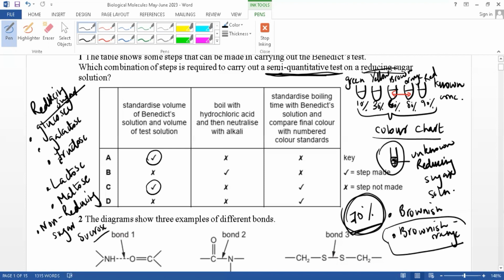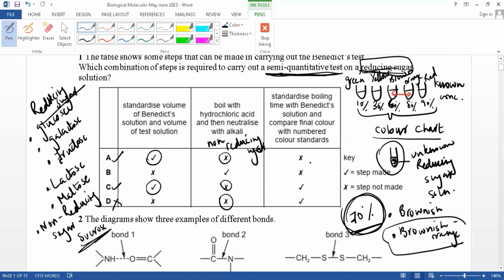Why should we do this? That's for the non-reducing sugar. This is the condition for non-reducing sugar, and we are doing the test for reducing sugar. Why should we boil with hydrochloric acid and neutralize with alkali? We are not doing it for non-reducing sugar, we are not doing it for sucrose, so we won't do it. This is correct, but this one is incorrect, so we won't go with this. We can go with A and C both.